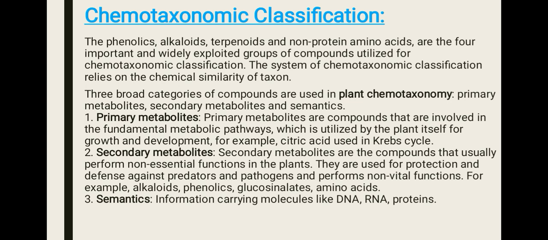Primary metabolites are compounds that are involved in the fundamental metabolic pathways which are utilized by the plant itself for growth and development. For example, citric acid used in the Krebs cycle. Then secondary metabolites are the compounds that usually perform non-essential functions in the plants. They are used for protection and defense against predators and pathogens and perform non-vital functions. For example, alkaloids, phenols, glucosinolates, amino acids, etc.